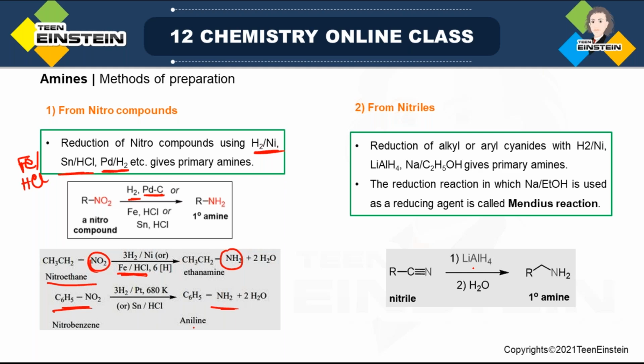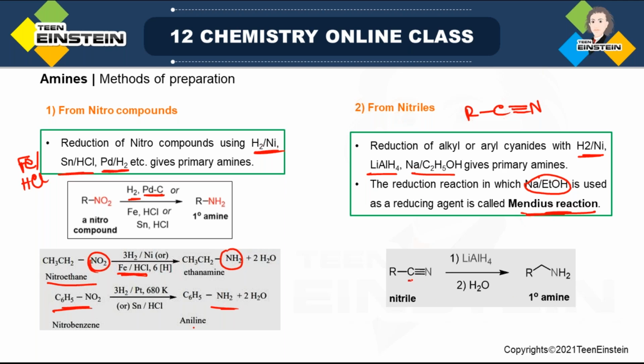Starting material nitrile. Nitrile means it is a molecule like this. Here also the reducing agent we will use is H2/Ni, sodium in presence of ethanol, or lithium aluminum hydride. Any of these you can use. Now especially if the reagent you are using is sodium in presence of ethanol, then there is a specific name for this reaction, which is known as the Mendius reaction. Not all the reducing agents, only when it is sodium and ethanol.